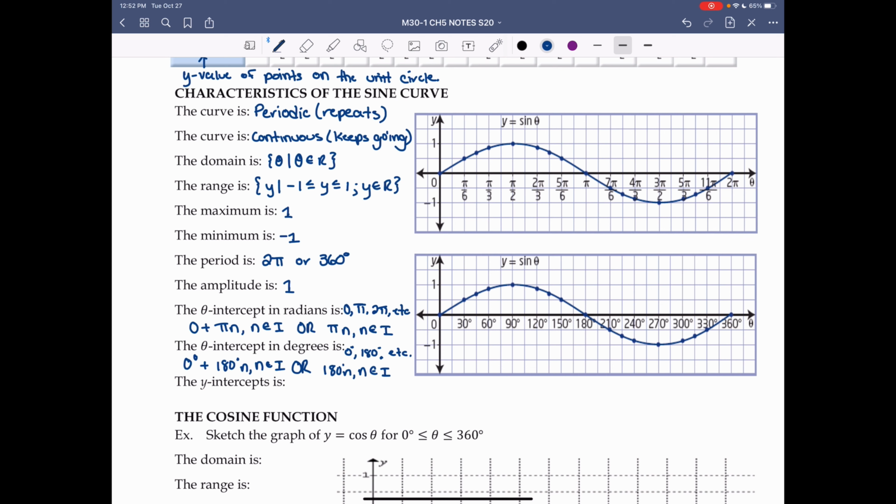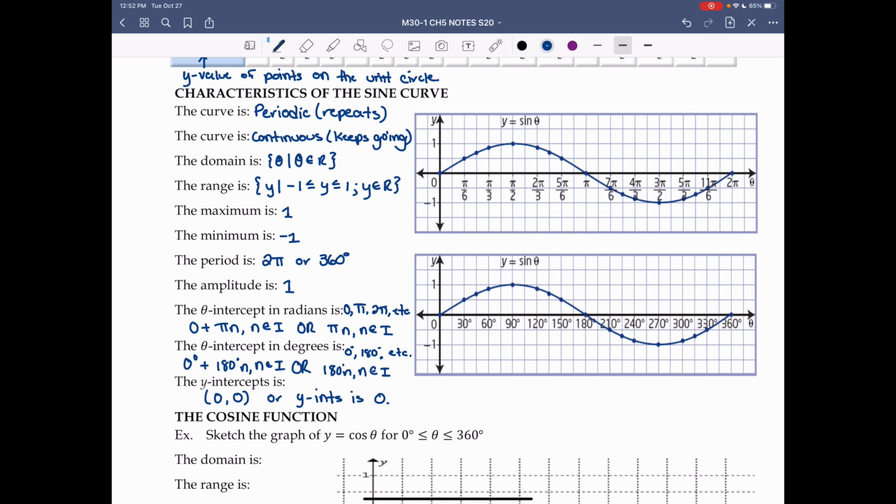And then the y-intercept for y equals sine theta is at the point 0, 0. So the y-intercept is the point 0, 0, or y-intercept is 0.